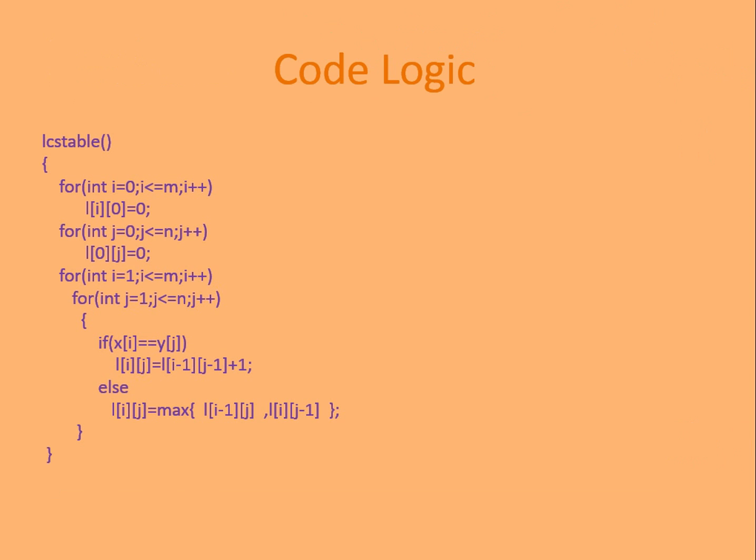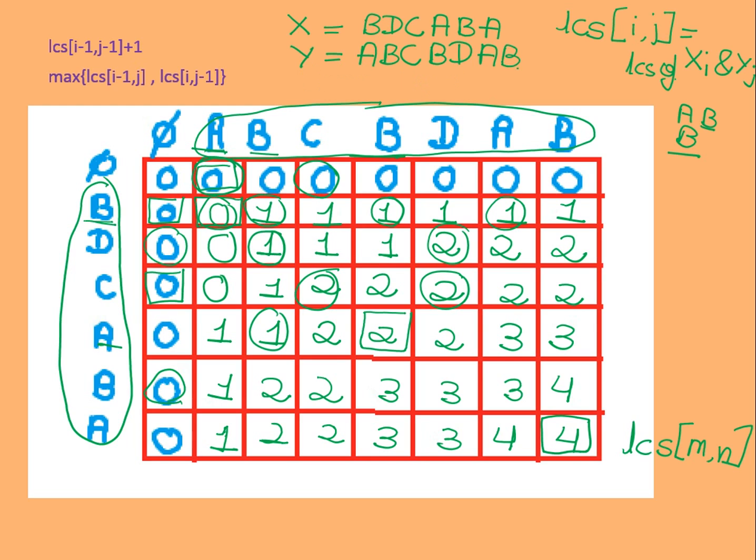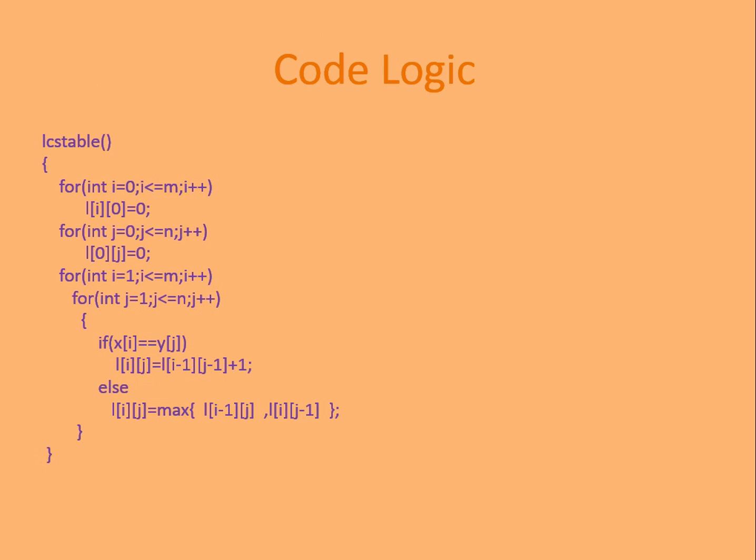Logic of code is also very simple. What you have to do is initialize first row and first column as 0. See why I have initialized both of them to 0? Because it is saying that if I have only one string and the other string is empty, then my LCS is 0. So when i is equal to 0 or j is equal to 0, I have initialized it to 0. That's what I have done in this code.